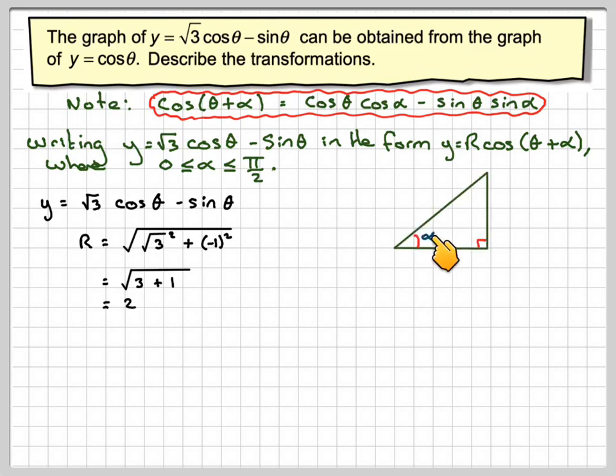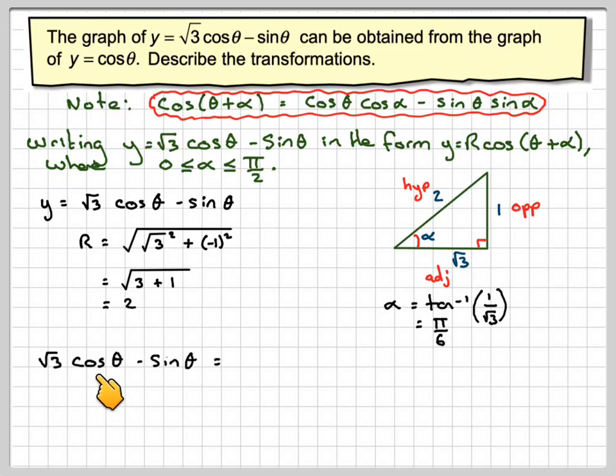Drawing your triangle, making the angle alpha, and labelling up the sides, we've got adjacent, opposite, and hypotenuse. We already know the hypotenuse is 2, it's the same value as r. Now we want the adjacent to be cos alpha, so we're going to have to make that one root 3, because it goes cos theta cos alpha. I'm going to have to make this one 1, because it goes sin theta sin alpha. So alpha will be tan to the minus 1 of 1 over root 3, which in radian measure is pi by 6, or 30 degrees.